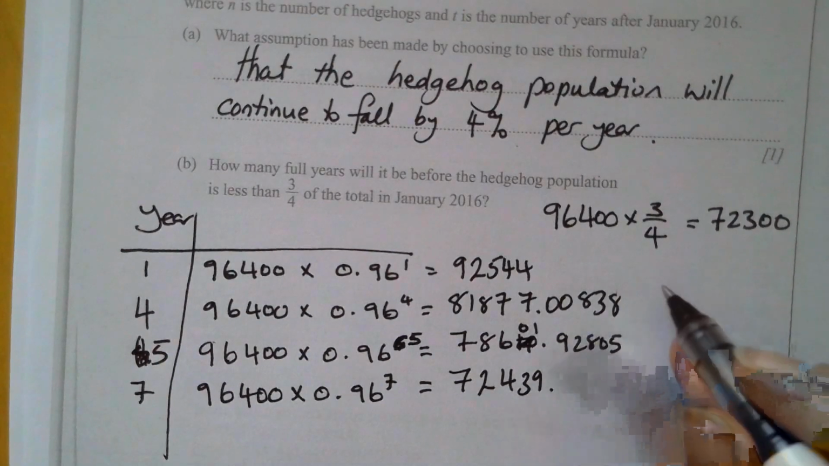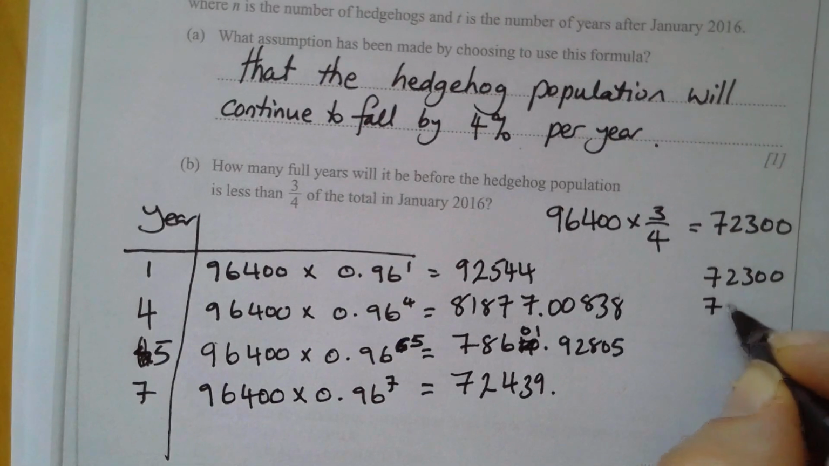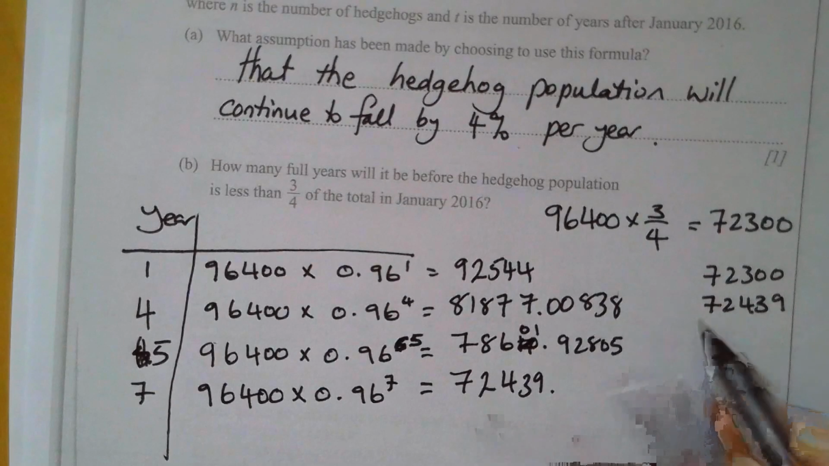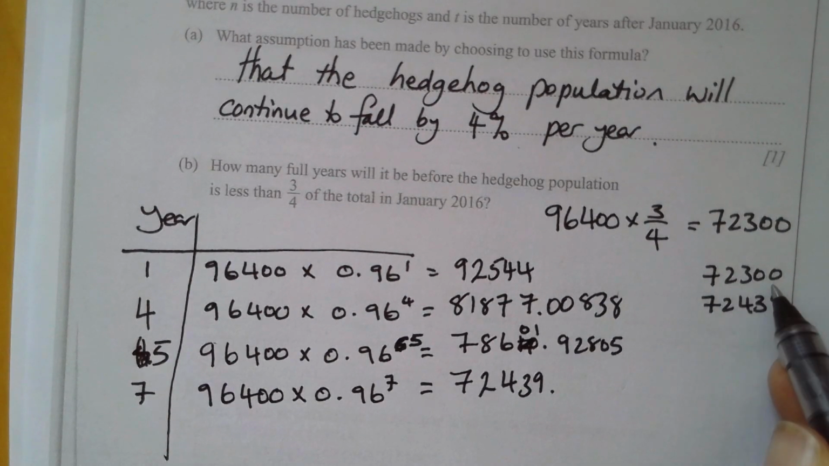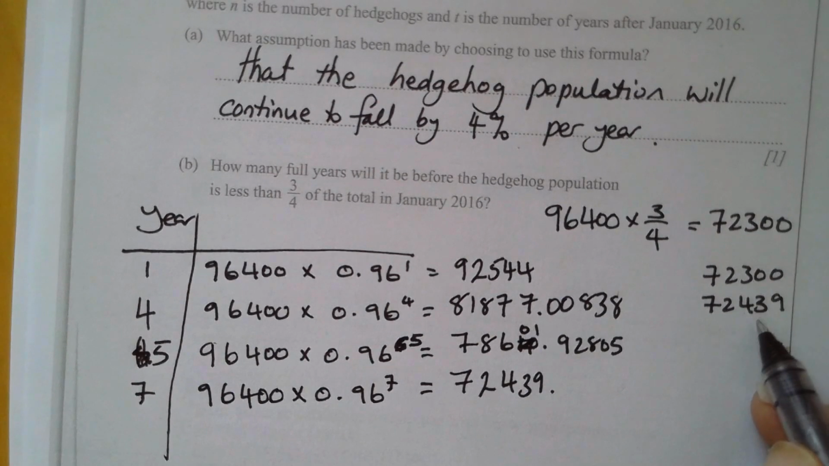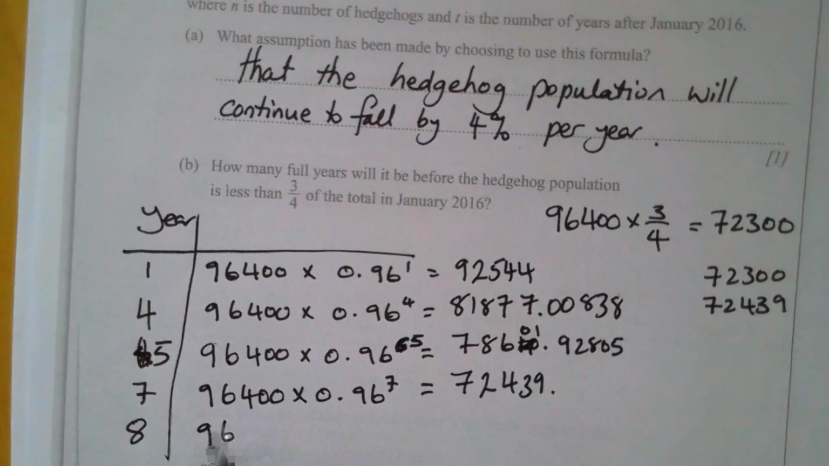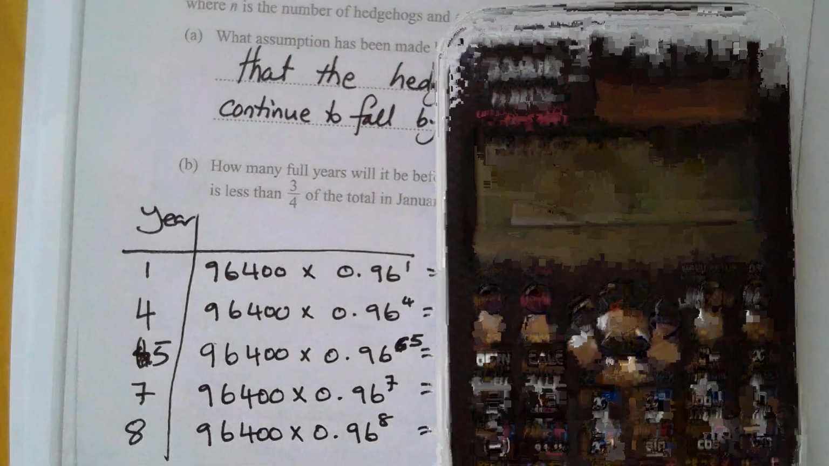Now, despite this being very close, let me just show you 72,300, 72,439. This number that I've got for 7 years is still too high. I haven't reached this 72,300 yet. This is still greater, so I have to go 1 more year. Maybe 2, but I think it probably is 1 more year. There we go.